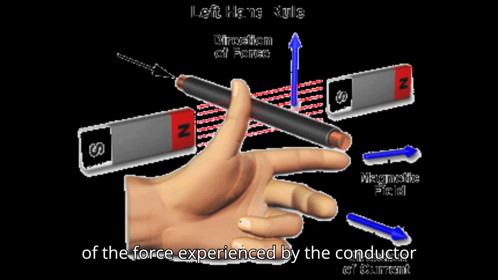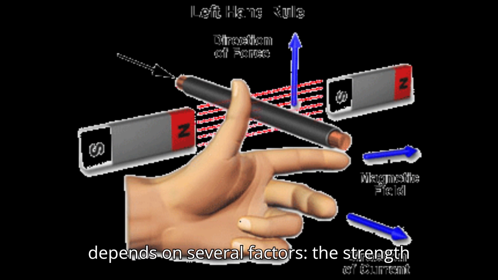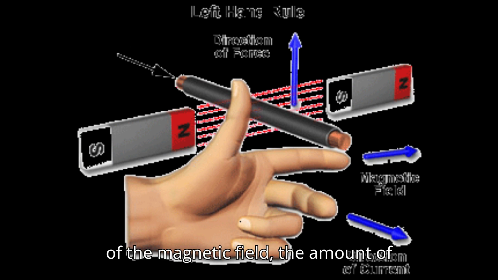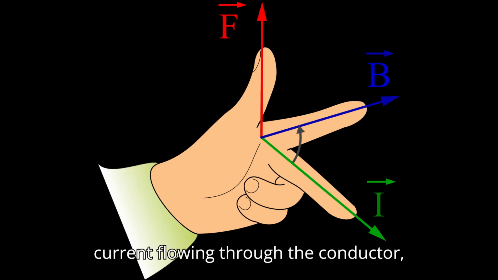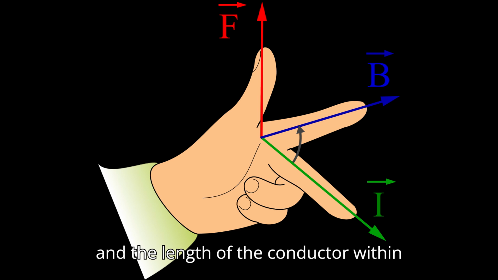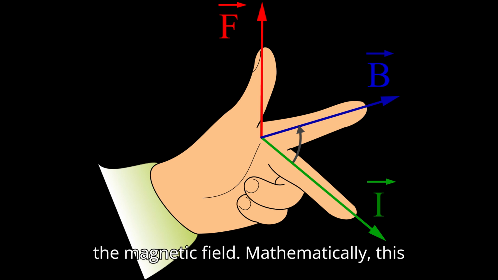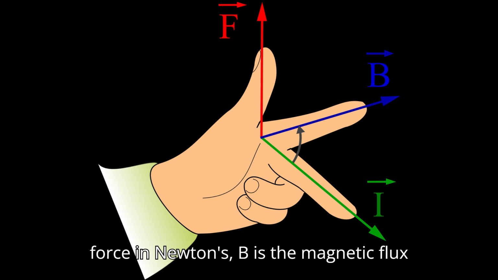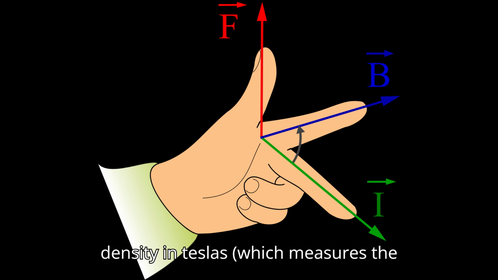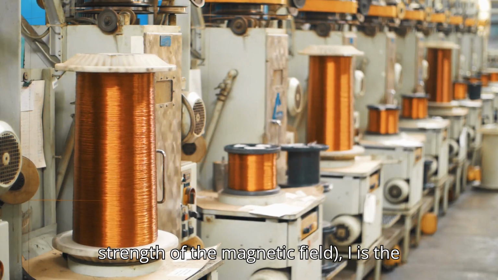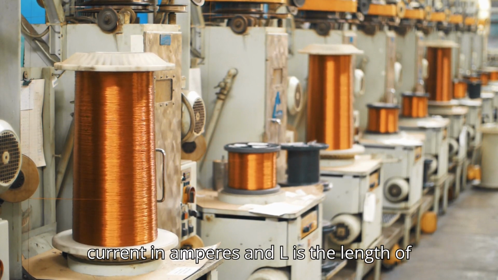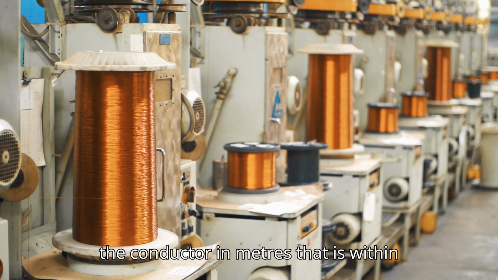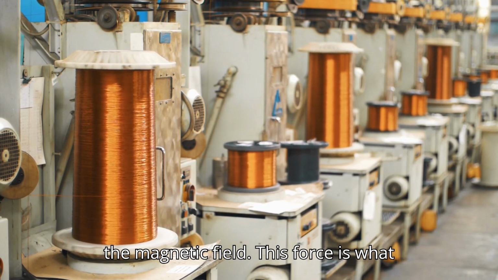The size of the force experienced by the conductor depends on several factors: the strength of the magnetic field, the amount of current flowing through the conductor, and the length of the conductor within the magnetic field. Mathematically, this force can be calculated using the equation F equals BIL, where F is the force in newtons, B is the magnetic flux density in teslas, which measures the strength of the magnetic field, I is the current in amperes, and L is the length of the conductor in meters that is within the magnetic field.